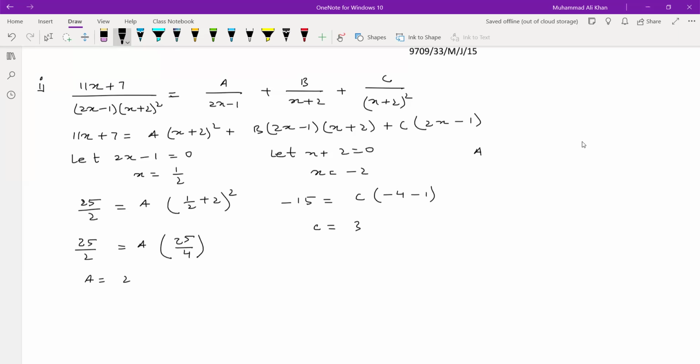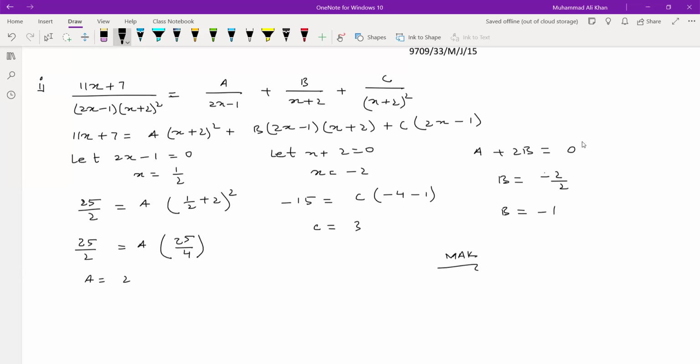After first bracket expansion we get a x square, and the second bracket is b into 2x, which gives 2b x square. So 2b is the coefficient, plus a, equals x square coefficient, which is 0. So what is the value of b? The value of b is minus a over 2. So the value of b is minus 1. This is the answer of the first part.